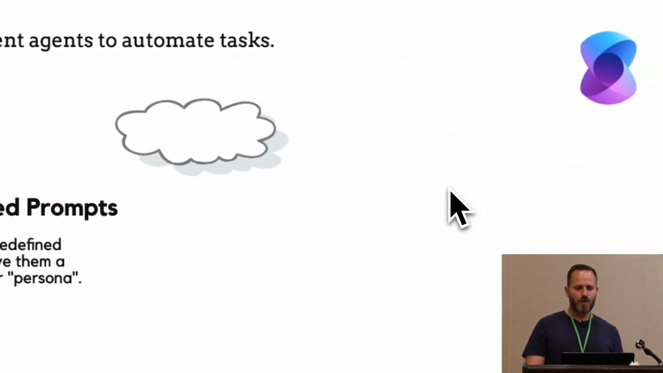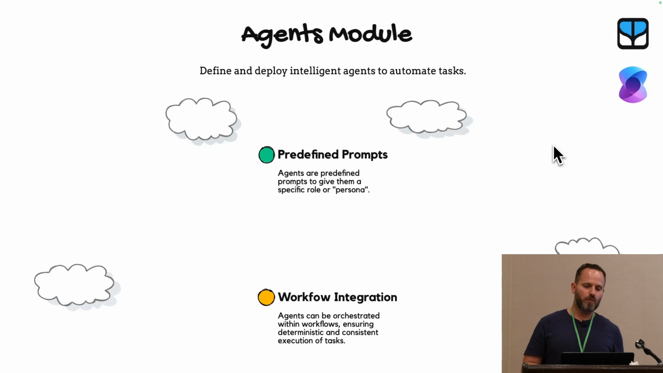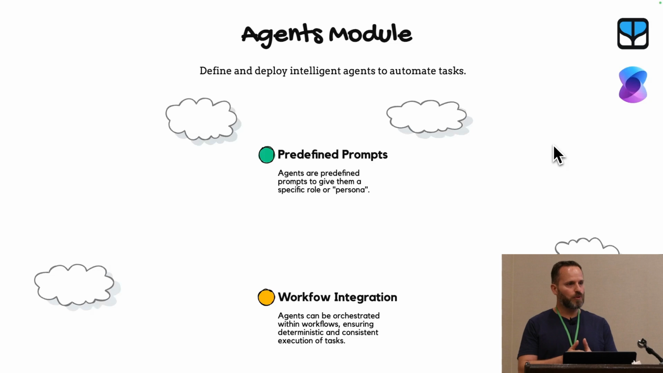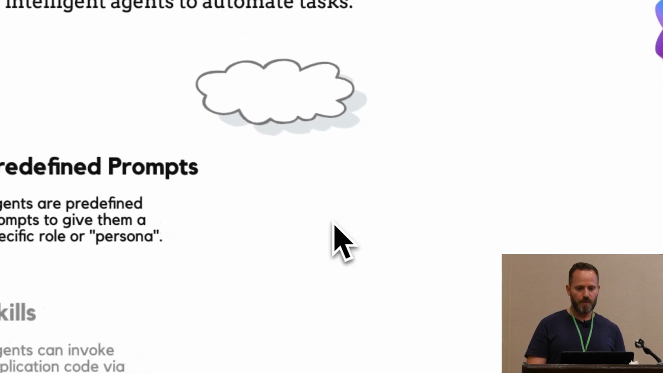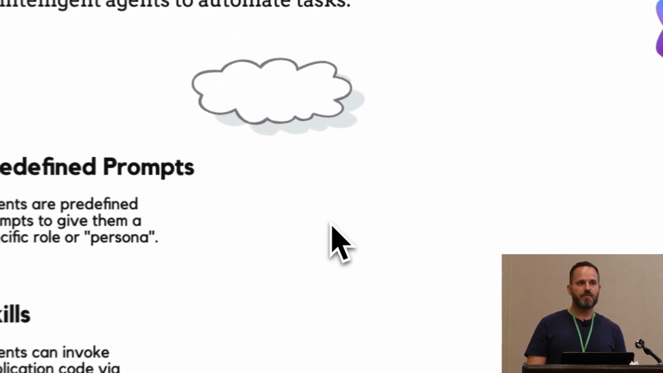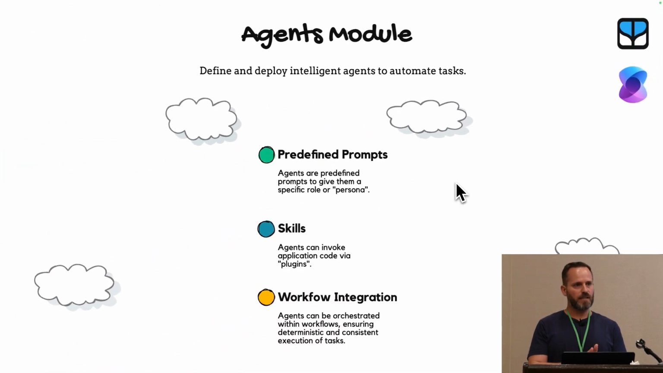Sorry. So yeah, they are predefined prompts to give a specific role or persona, if you will. So, for example, you could create a persona called proofreader. So it will be specialized in checking for those typos. An agent can have skills. So that means, like in ChatGPT, you can execute certain tools.